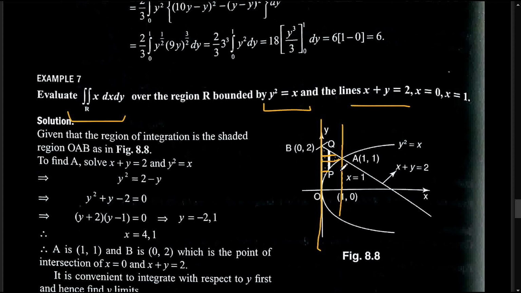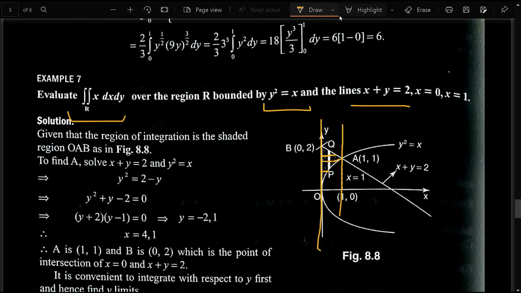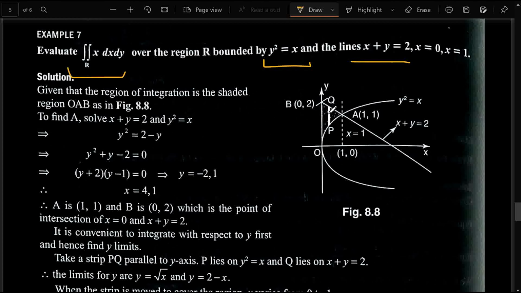So you have to think how to take a strip, whether vertical or horizontal, which one will be efficient. So that's important, guys, while taking a strip. So that's what I need to tell in this question. This is very important. So they took it vertically because that's the efficient one.